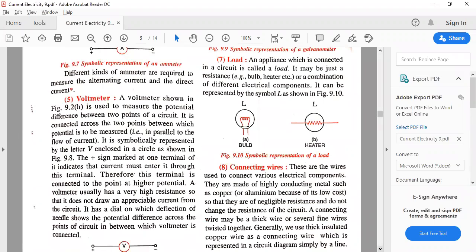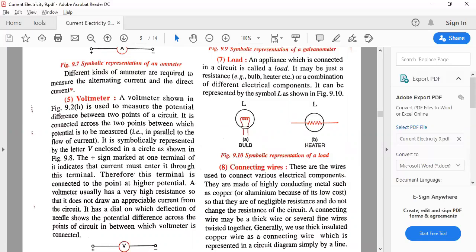Connecting wires. So wires are something which is actually connecting the circuit. So various components you can actually connect. So wires are made with highly conducting metal. So can you tell me, should they have high resistance or low resistance? Low. Yeah, because you want the current to flow through them.